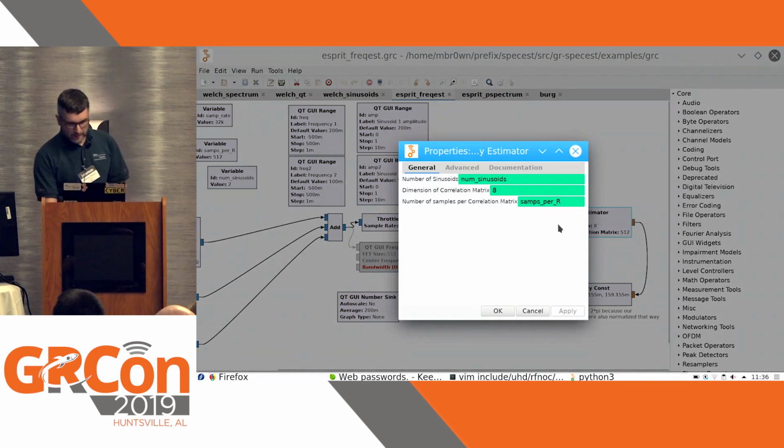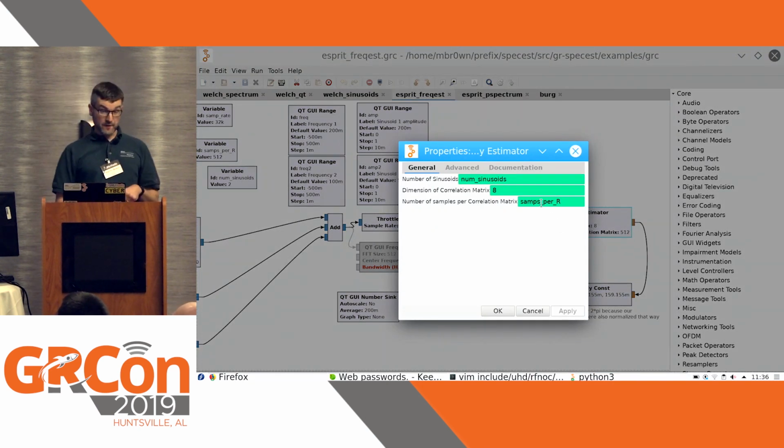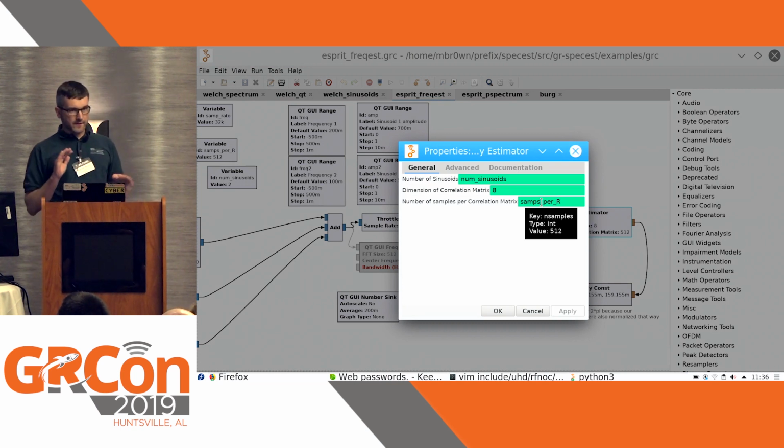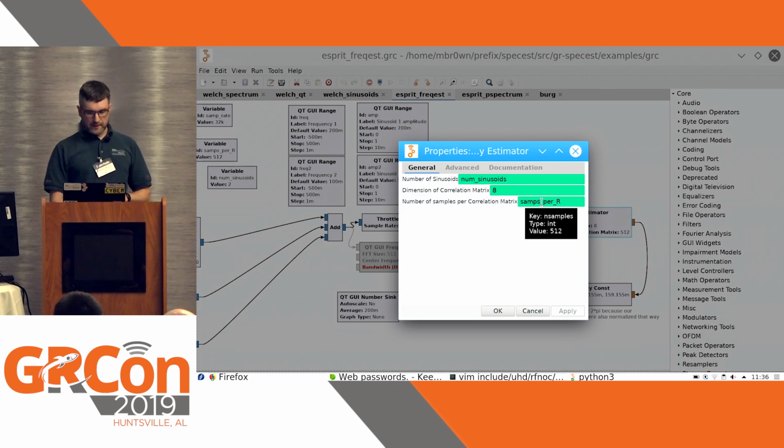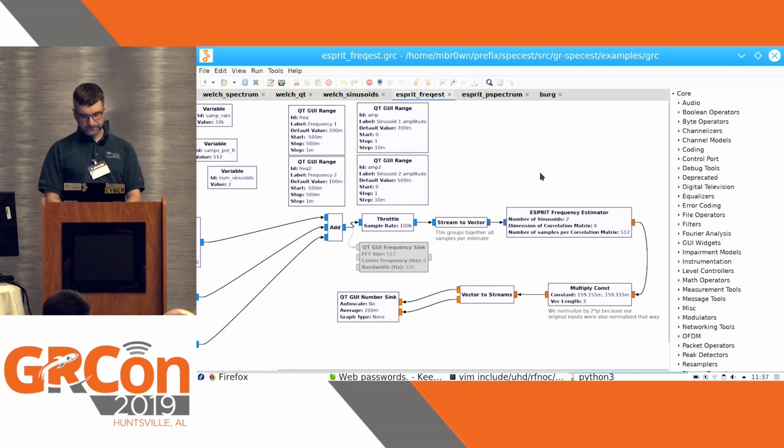So I'm just going to quickly show the parameters of this block. You have to tell it the number of sinusoids that you expect. There are ways of not doing that, but in this particular case, you have to know that. And then you will also give it two parameters for the actual estimation of the covariance matrix, which is its dimension, and the dimension should be bigger than the number of sinusoids, and also how many samples you want to input to that. So you can increase the number of samples that you use to estimate your covariance matrix, but then you give up one of the advantages of this particular algorithm.